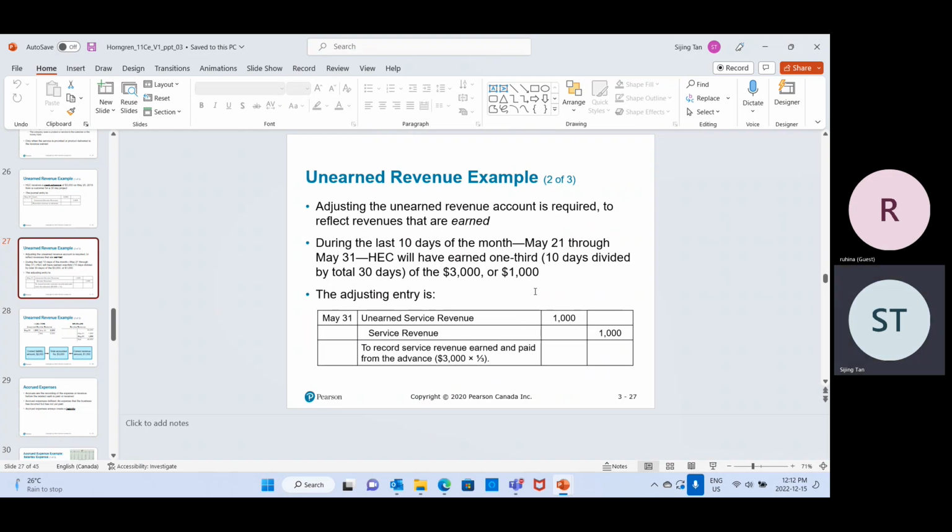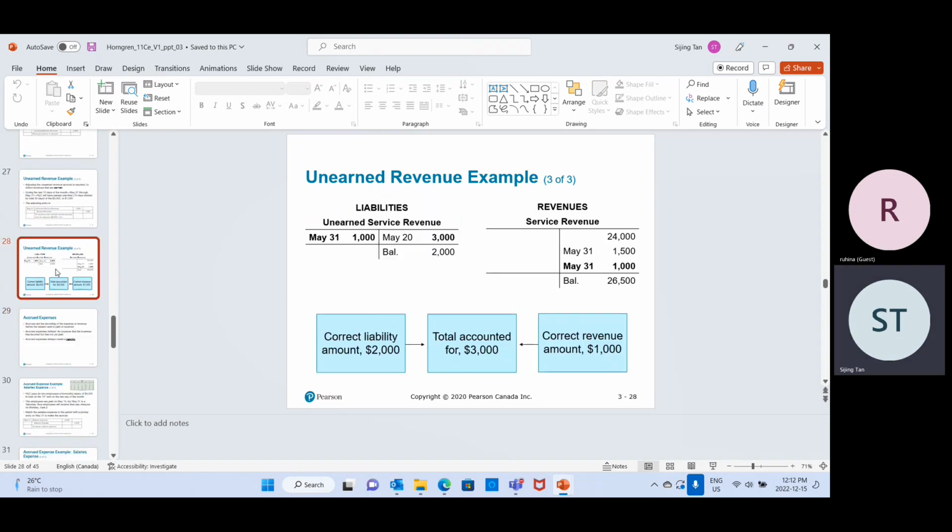Now, the adjusting entry will look like this: liability decreases by $1,000. A liability decrease goes on the debit side. So we debit our unearned revenue, credit the service revenue. When revenue increases, it goes to the credit side. Remember the hands-on? That is how that works. So whenever there is unearned revenue, we need to recognize it in the adjustment. We debit unearned service revenue, credit service revenue. Clear? Questions?